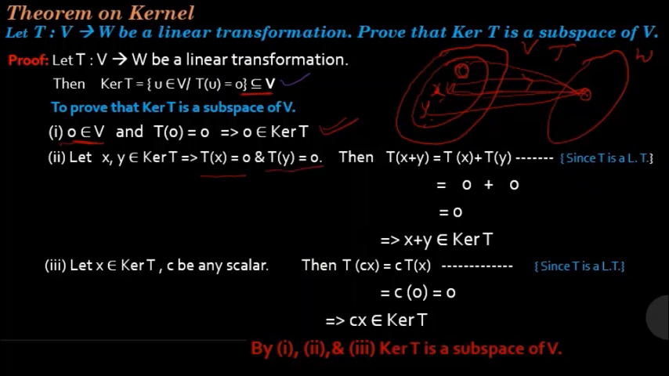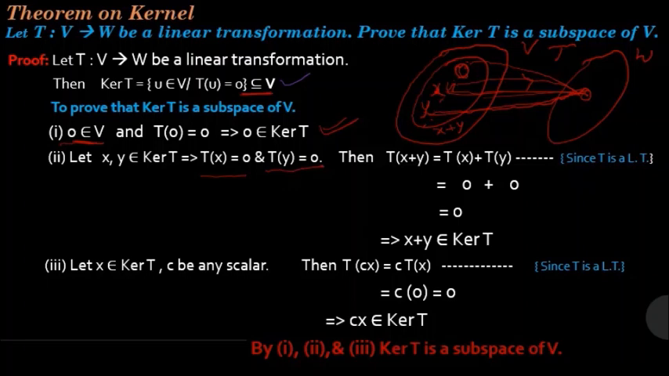And T of Y is also equal to 0. Y is also mapped to 0. Now you have to prove that X plus Y is also there in the kernel. Since X and Y are there here, X plus Y can actually be here in V. We have to prove that this X plus Y is also there in the kernel.